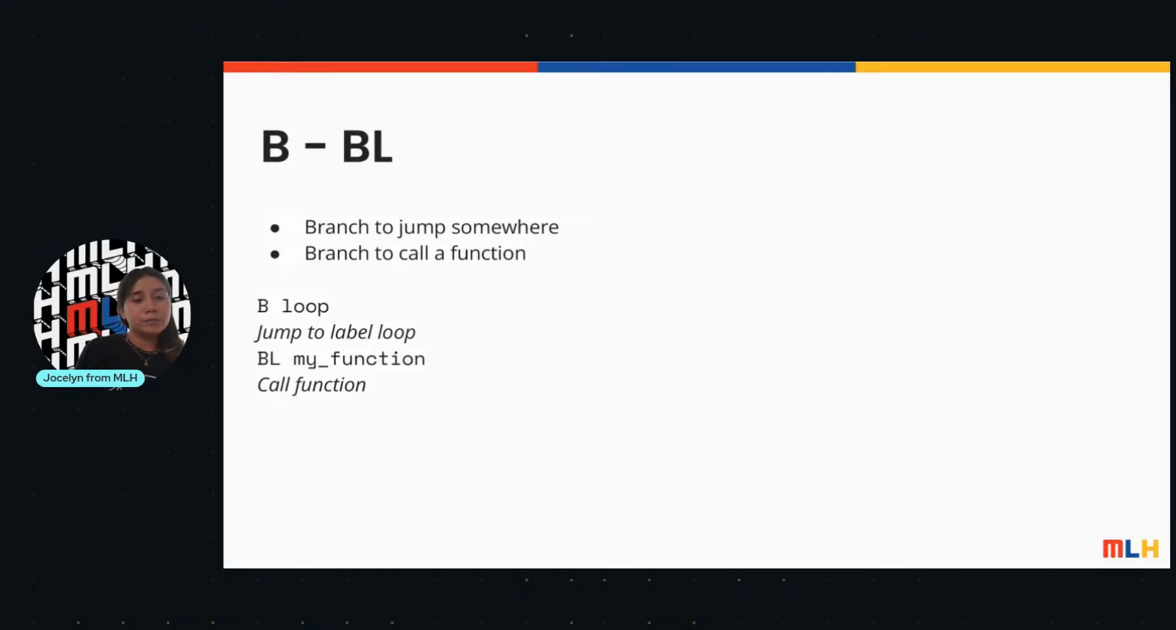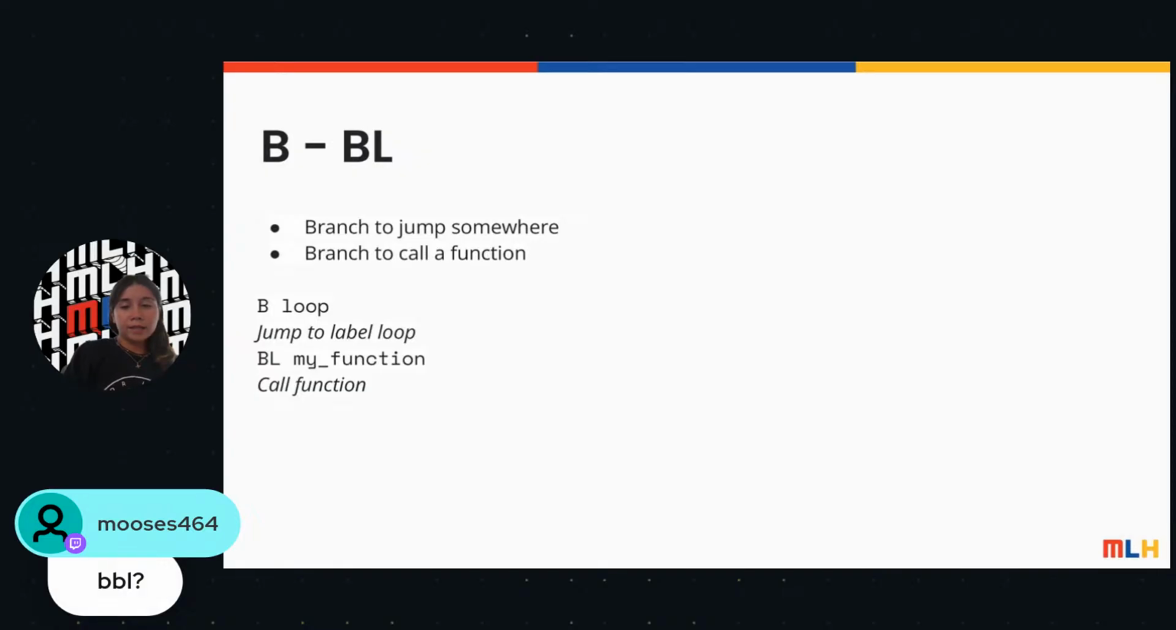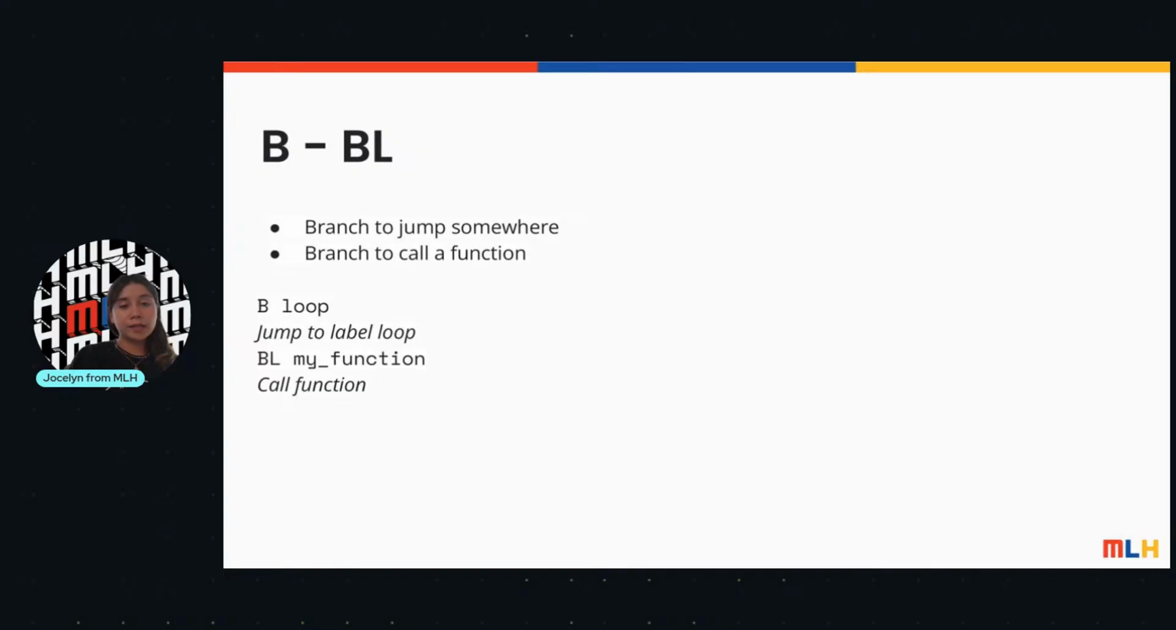And then the second one is BL, which is BL and then the name of your function. In this case, it's to call a function. So if you want to call a function immediately, then you will be using BL and then your main function in here. They're different. So we have B, which is just B alone, and then the name of the label where you want to jump, which in this case is loop, or it can be any other label name. And then we have BL, which is to jump into a function, which is BL and then the name of your function.